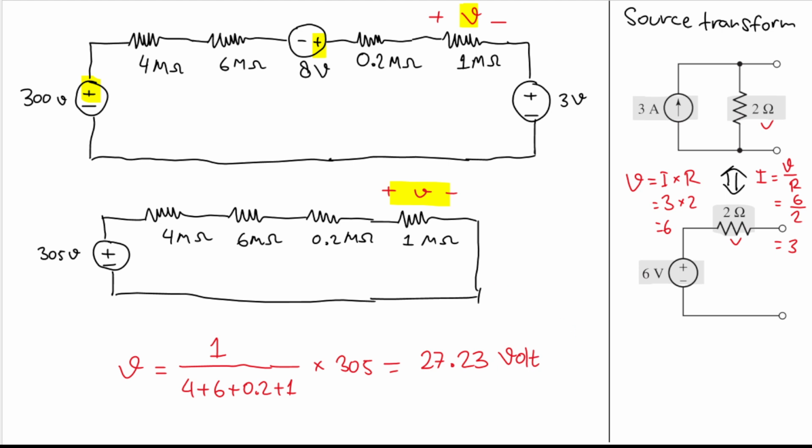And that is our final answer for this circuit because our goal is to find out what V is. So V is 27.23 volt. And I think that's all for this problem.